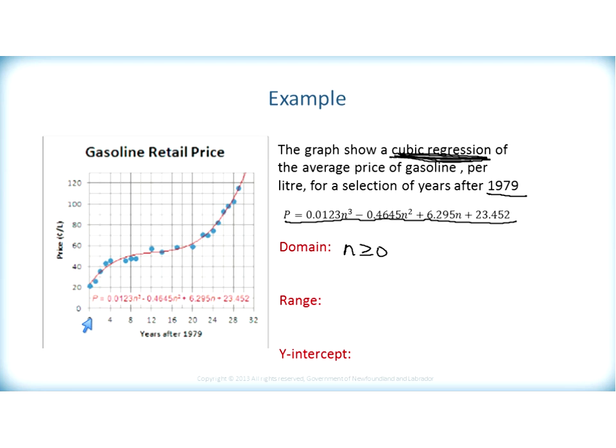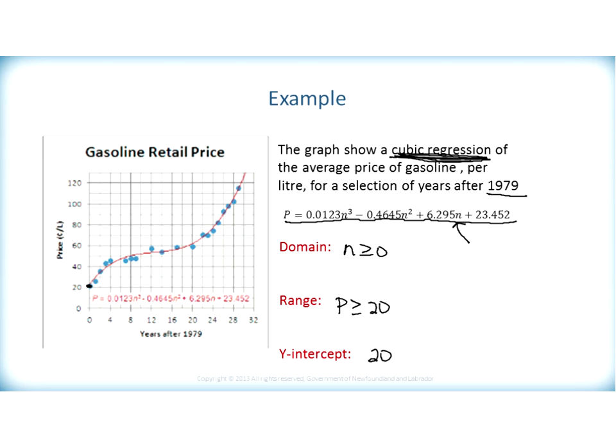And it looks to me like in 1979 it was 20 cents per liter. So it'll be above 20 cents per liter. And so our range will be P is greater than or equal to 20 cents per liter. The y-intercept of this function will be where the trend is when n equals 0, and the y-intercept will be 20. So we'll be able to answer questions like this, given a regression function.